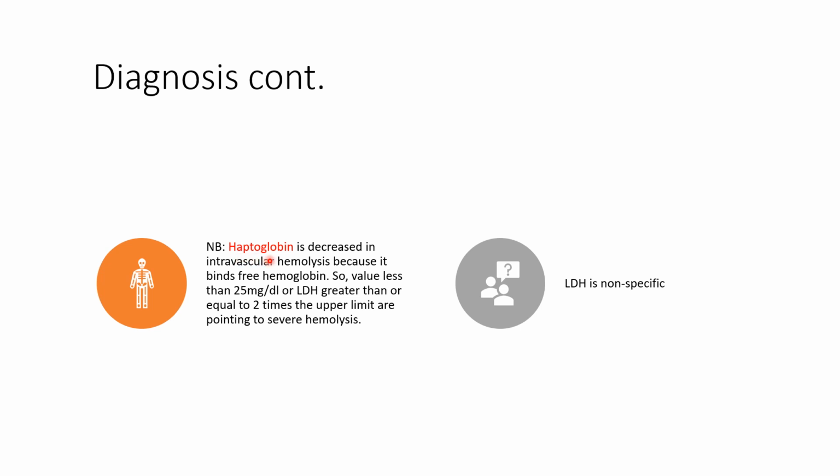Now on haptoglobin. Haptoglobin will be decreased in intravascular hemolysis, and with that, it binds free hemoglobin. So a value less than 25 mg per dL or LDH greater than or equal to 2 times the upper limit are pointing to severe hemolysis. In other words, the haptoglobin will drop because it's binding free hemoglobin, while LDH will increase to greater than or equal to 2 times the upper limit. LDH is, however, non-specific to intravascular hemolysis, but haptoglobin is.